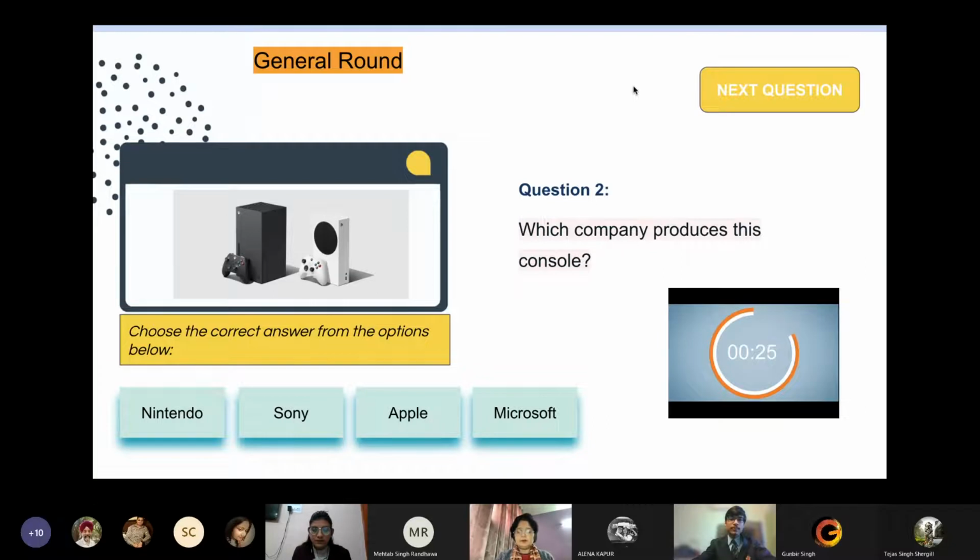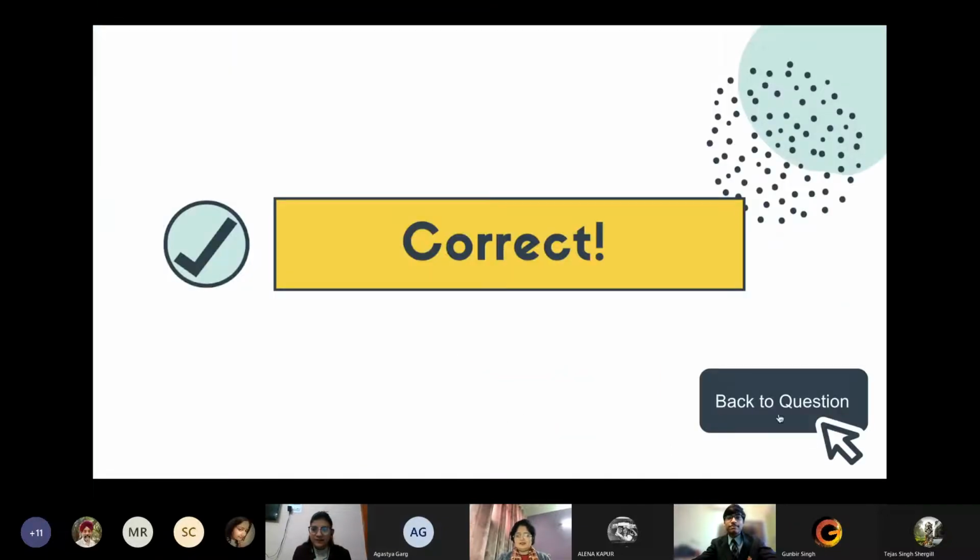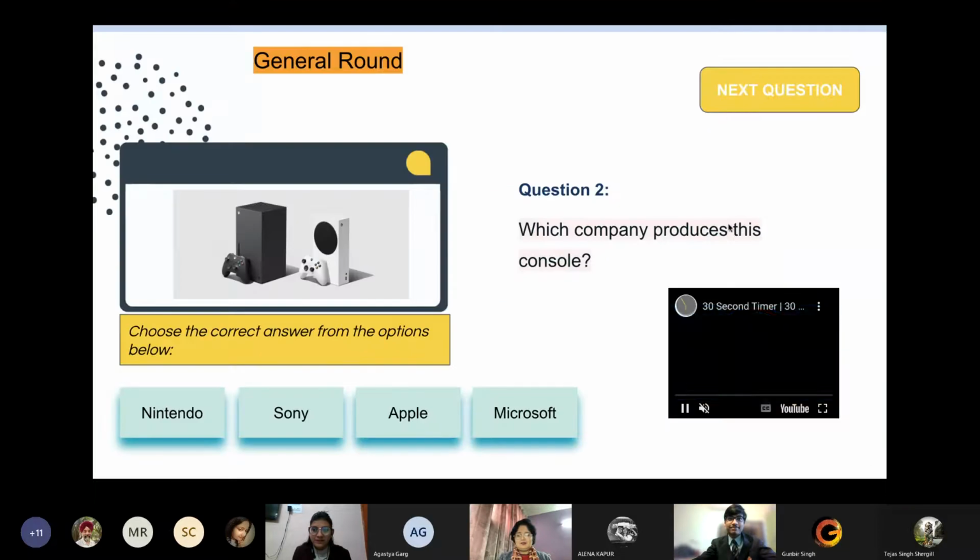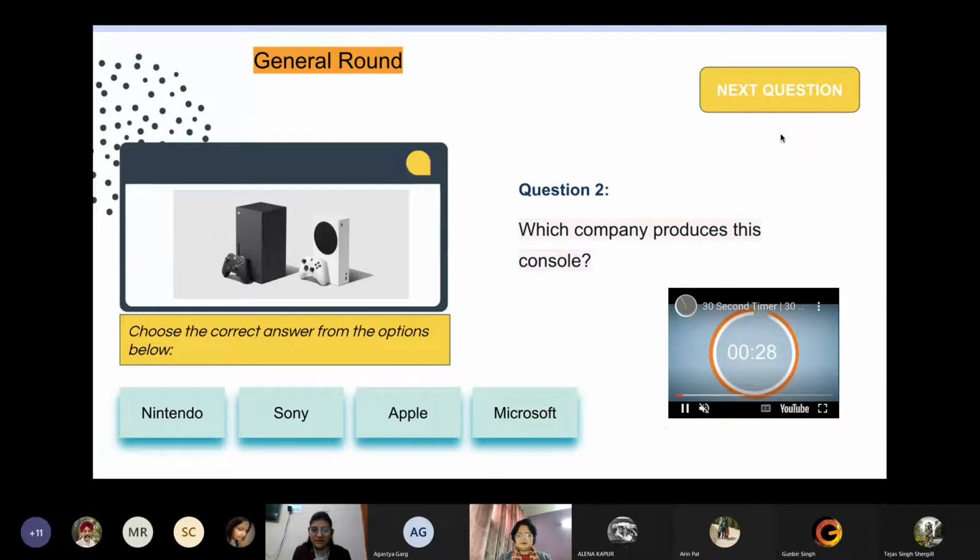Team B, your time starts now. Which company produces this console? Agastya, any idea? Microsoft. We'll go with Microsoft, as he says. Do you know the name? Xbox. Yes, it is Xbox, and Microsoft is the correct answer. So Team B scores 10. We'll move to the next question.